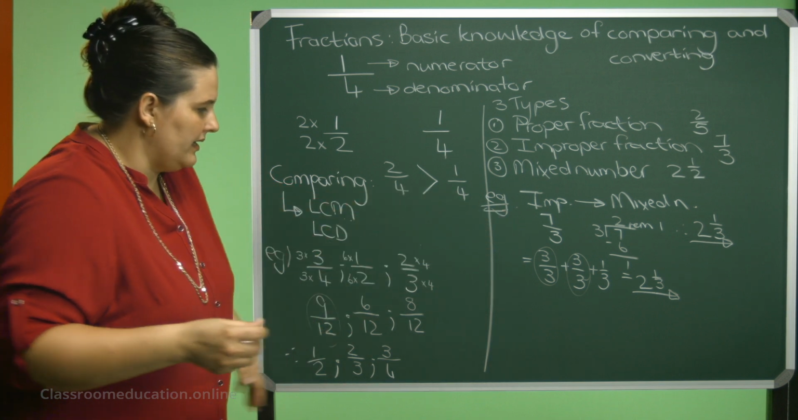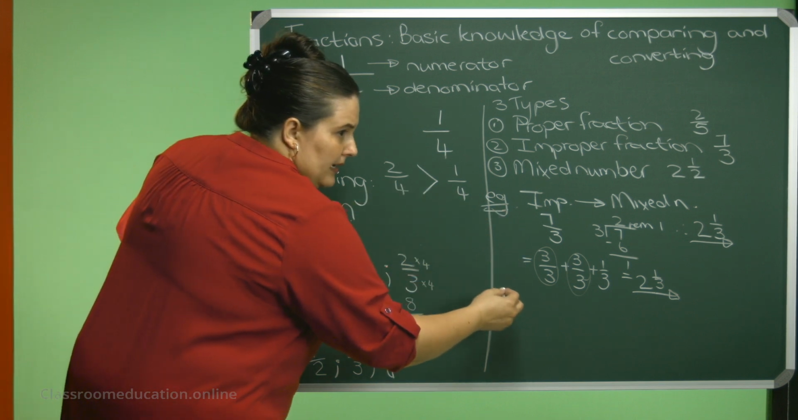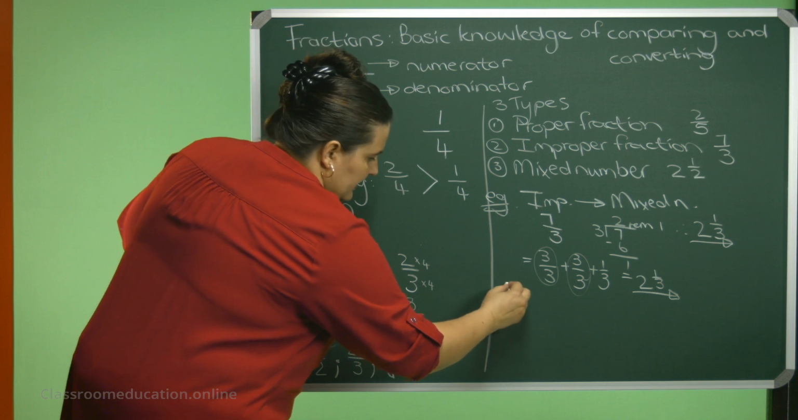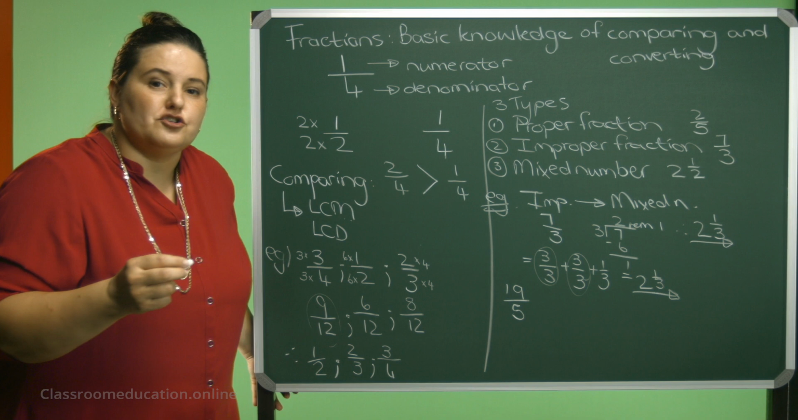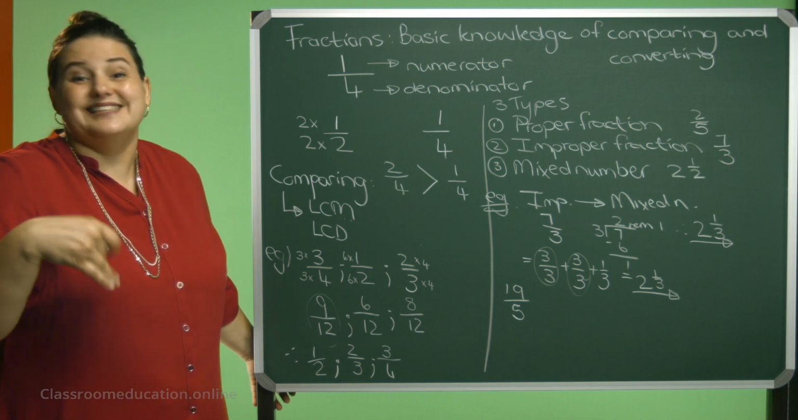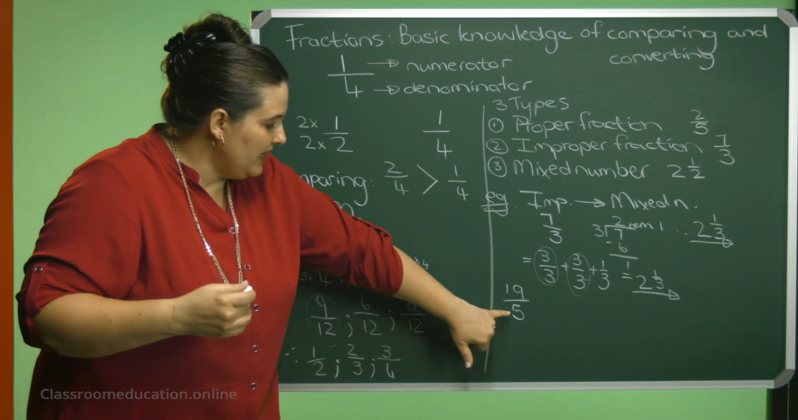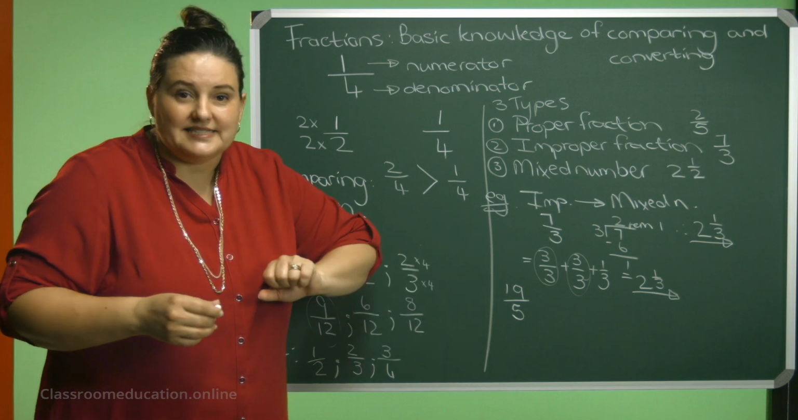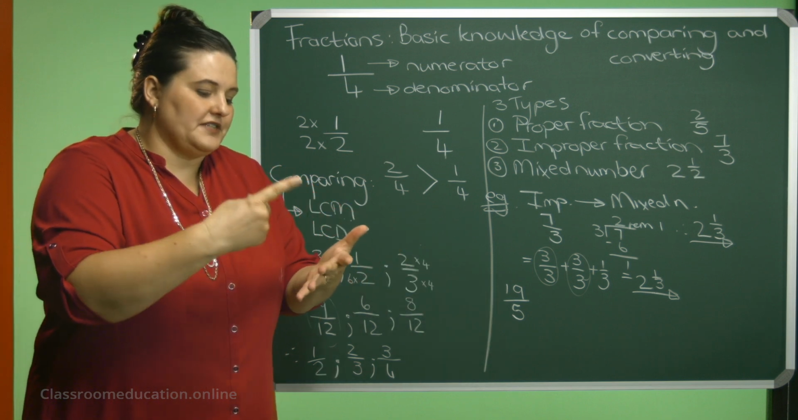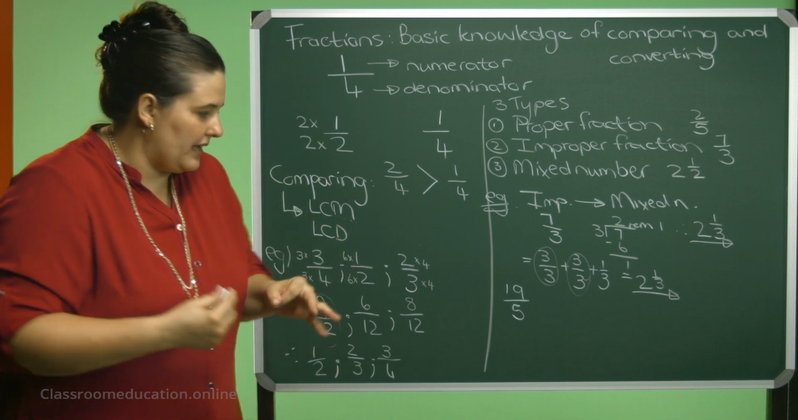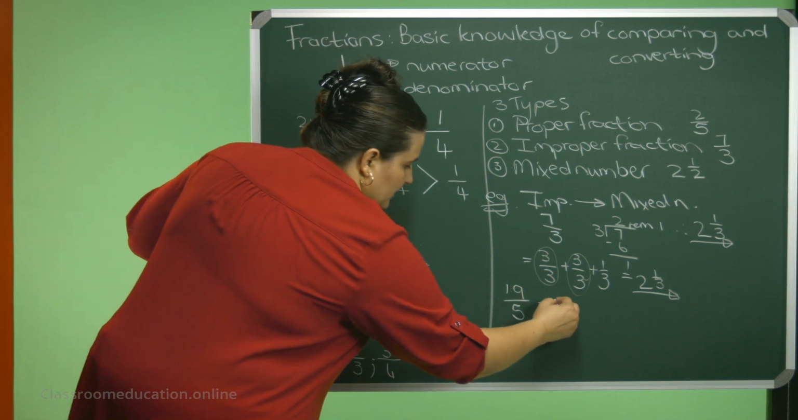Let's do another one. Let's say 19 fifths. And you need to change this to a mixed number. So how many 5s can go into 19? Again, you need to know your times tables. 5, 10, 15, 20. It's too much. It's 3. So 3 can go into that.